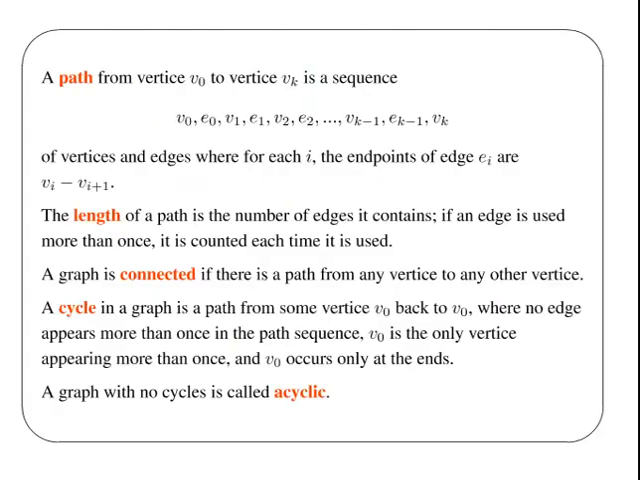A cycle in a graph is a path from some vertex V0 back to V0, where no edge appears more than once in the path sequence. Now that's when I said things are starting to get a little bit more complicated there. V0 is the only vertex appearing more than once, and it only occurs at the ends. Okay.